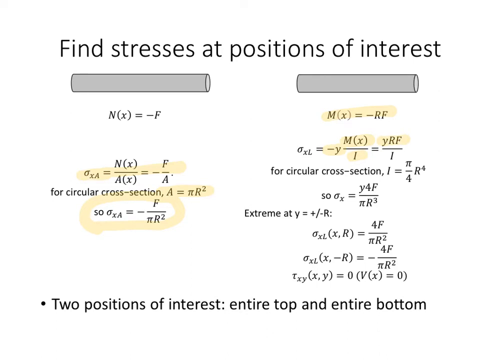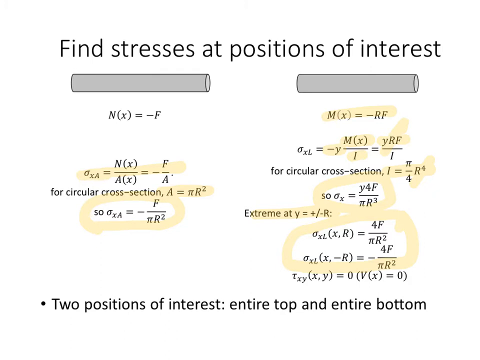We plug in RF for the bending moment, the negatives cancel. For a circular cross-sectional area, the I is pi over 4 r to the fourth, so we plug that in and we get this value here for sigma of x. And this is extreme at the top and bottom where y is plus or minus r. So the y cancels out another r. That r that we had here canceled out that first r. And so now we just have that sigma x is plus or minus 4F divided by pi r squared at the top and the bottom of the beam.